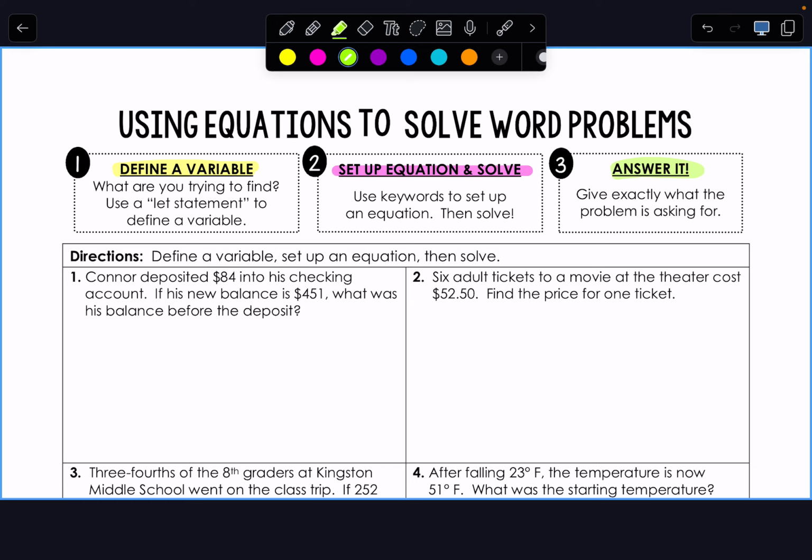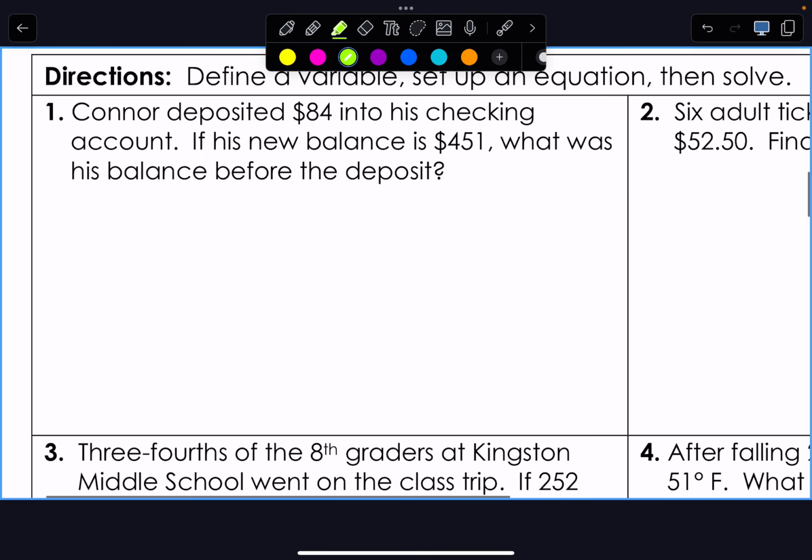Okay? Hey, what do you notice about number 1? You already did this one. But I want to walk through the motions. Even though this is the one from your warm-up, this is what I expect from you when you do these problems by yourself. Number 1, I want you to underline important information. So Connor deposited $84. That's important. I'm going to underline it. His new balance is $451. That's important. And then it asks a question.